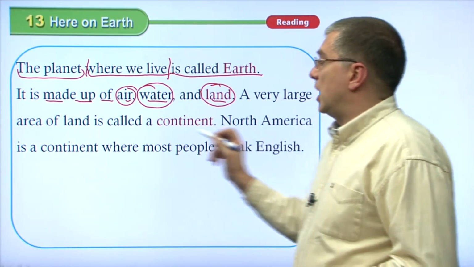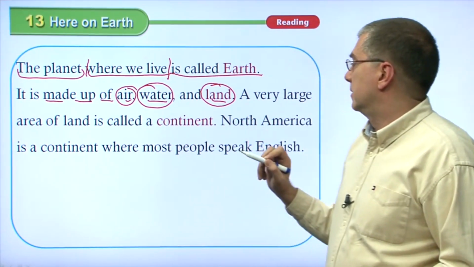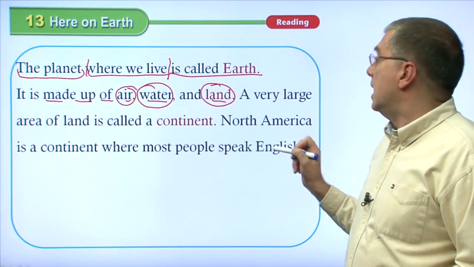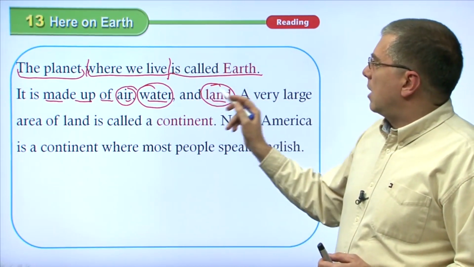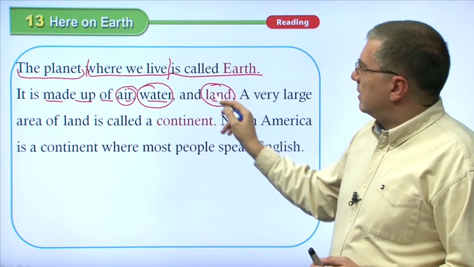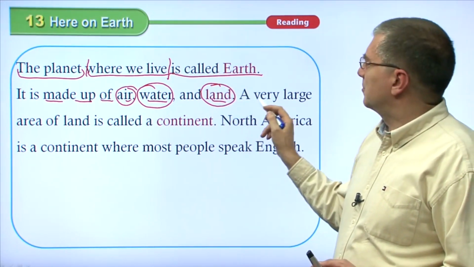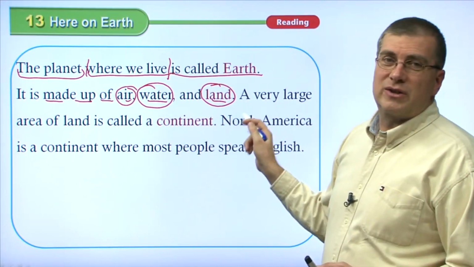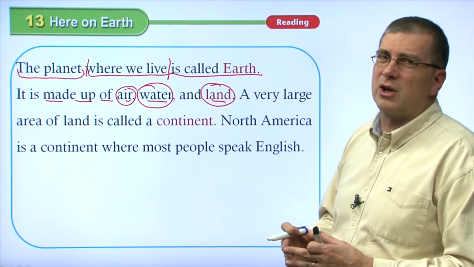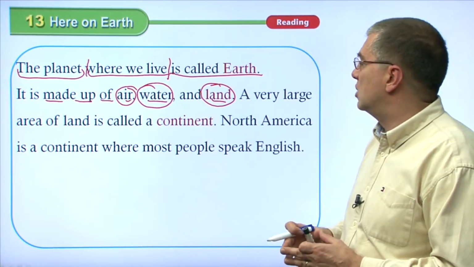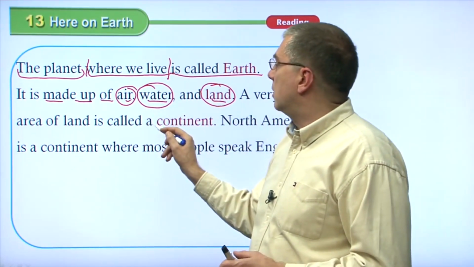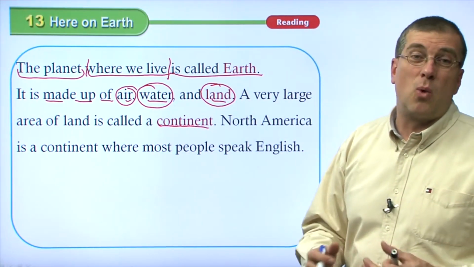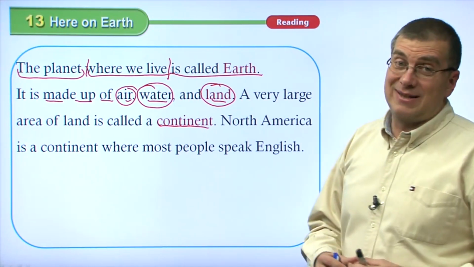A very large area of land is called a continent. North America is a continent where most people speak English. So when we look at this, we're talking about air, water, and land. Even though they talked about land last, they talk about a very large area of land in the first description. So maybe that's not very good ordering, but that's the way this passage is. A very large area of land is called a continent. So we get more definition about land. We get more details about what land is. And we get an example.